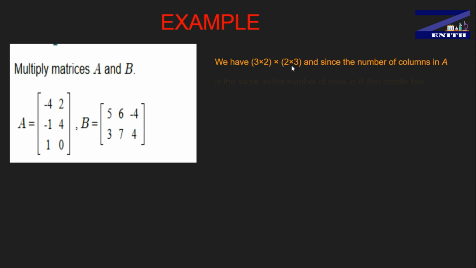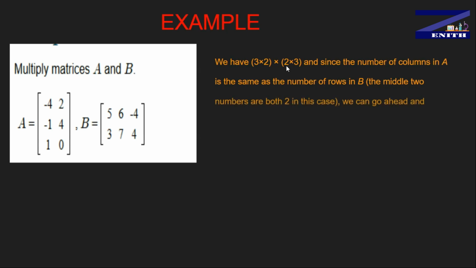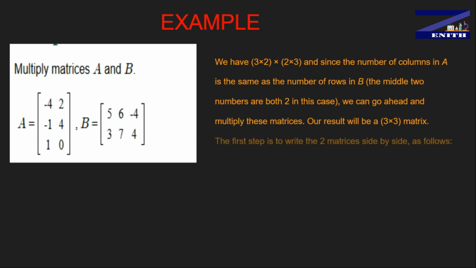So you can say that the number of columns in A is the same as the number of rows in B. You are seeing here the columns in this, 2, are the same as the rows of the second one. So you can easily multiply them because the basic criteria is fulfilled now. We can go ahead now, guys. Multiply these matrices, our result will be a 3 cross 3 matrix, because you are seeing here that the product matrix will be a 3 cross 3 matrix.